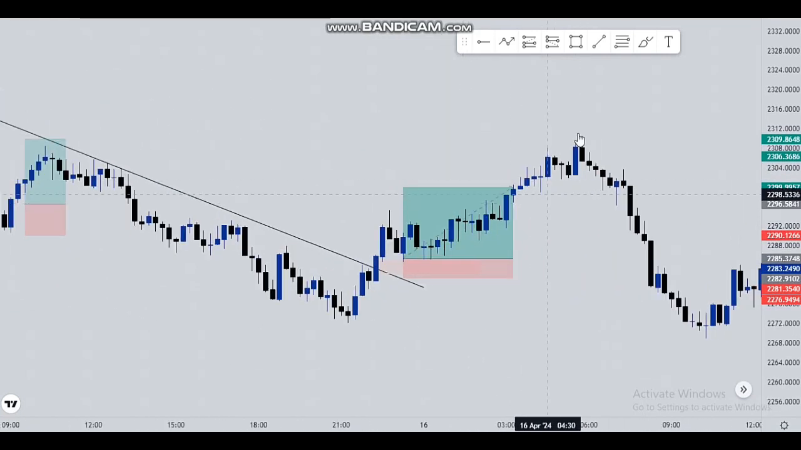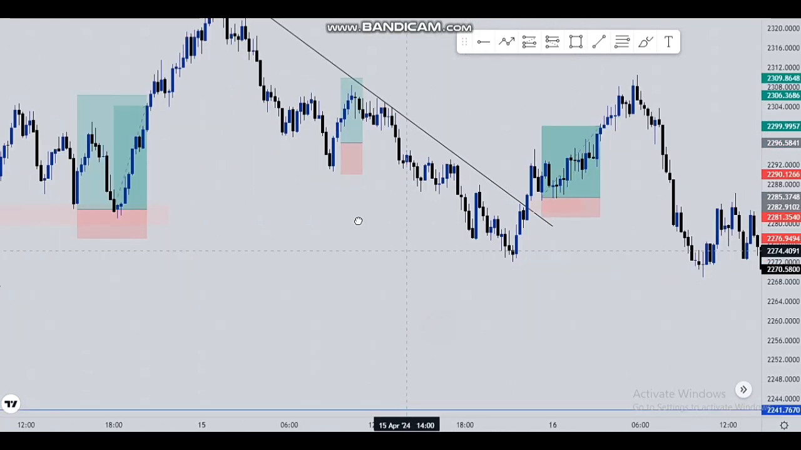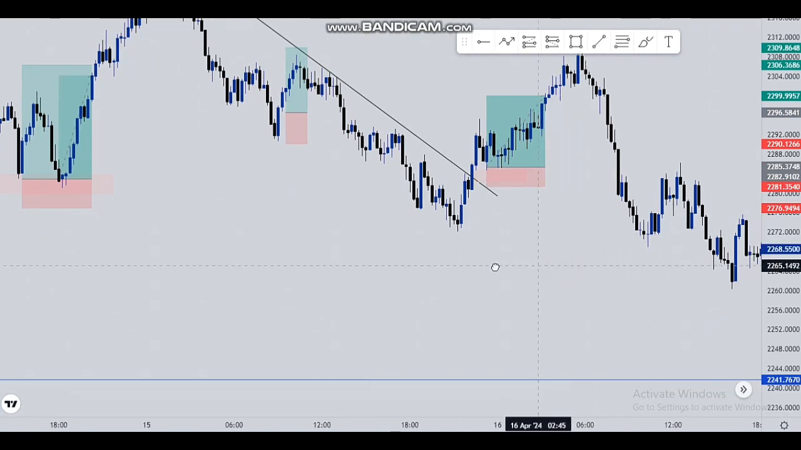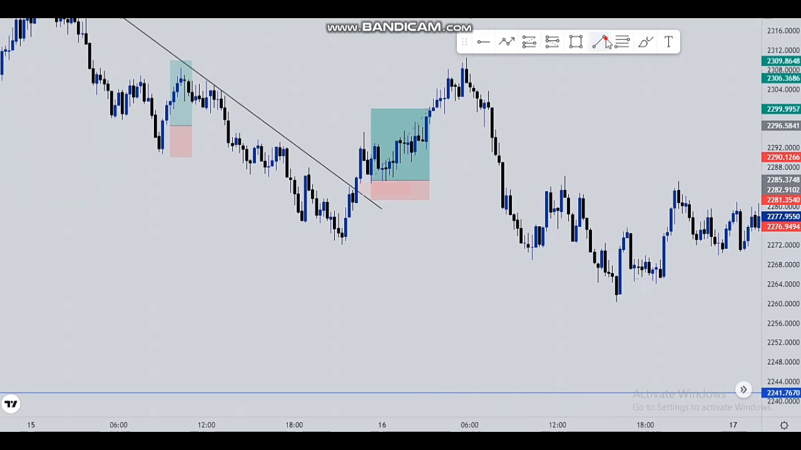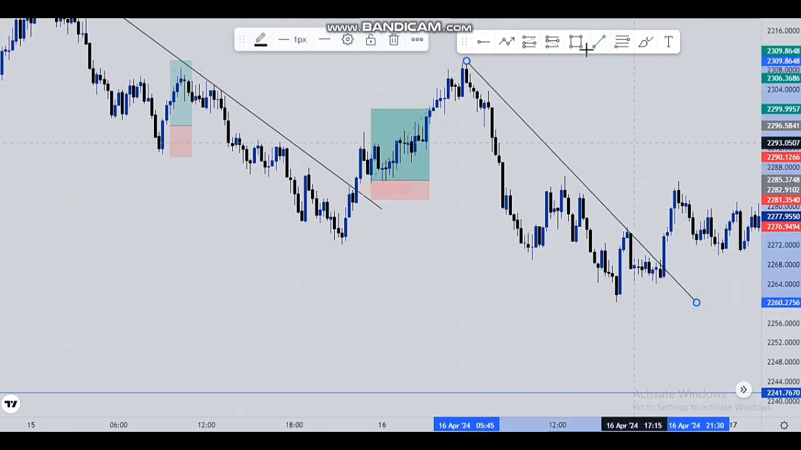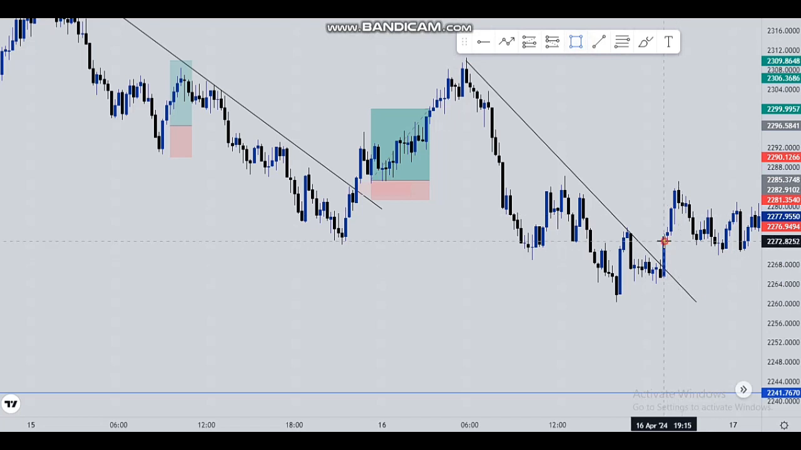Now again, because the structural low has not been taken, all you'll be looking for is a break of a trend line to the upside. Secondly, there is a break of a trend line here. Where is the imbalance? Look at it here.